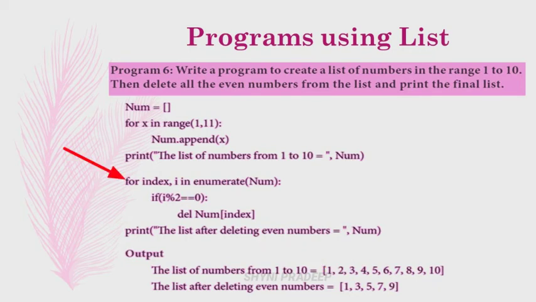Next, take the next number, that is 3. That is not an even number. So you have to skip that statement and again see the next value, 4, that is an even number. So that number will be deleted from the list. And finally you will get the output: the list after deleting even numbers is equal to num. See here, 1, 3, 5, 7, 9 only are printed on the output screen. All the even numbers are deleted. You can see here. So this is the output.